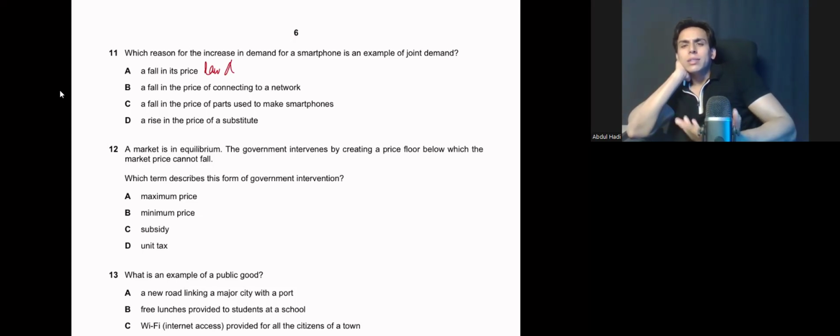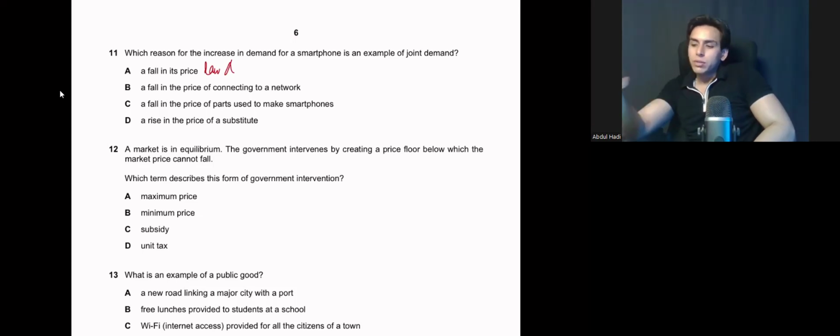So indirectly, it's a complementary good. Option B, a fall in the price of connecting to a network. This could be a possible reason, a form of complementary good, that people are buying mobile phones, buying smartphones, so that they could enjoy the benefit of internet and network at a cheaper price. So this could be a possible answer.